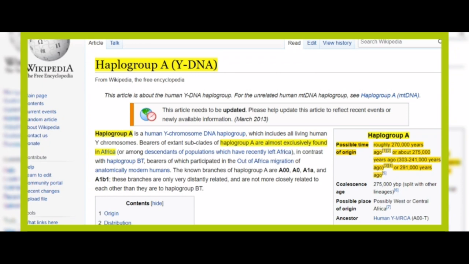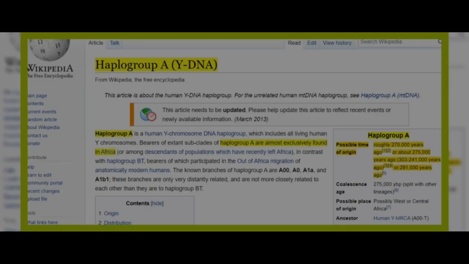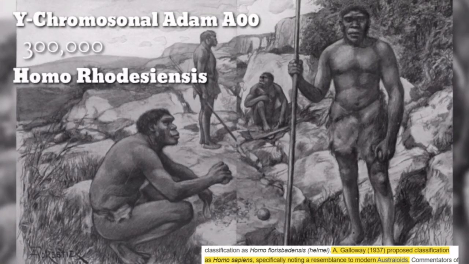Haplogroup A, Y-DNA. Haplogroup A is almost exclusively found in Africa. Possible time of origin, roughly 270,000 years ago, or about 275,000 years ago, or between 303 to 241,000 years ago, or 291,000 years ago. Y-chromosomal Adam, A00, origin 300,000 years ago, Homo rosensis.